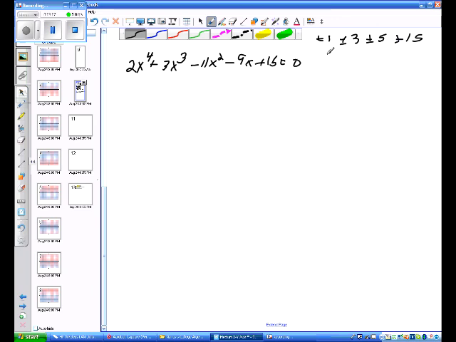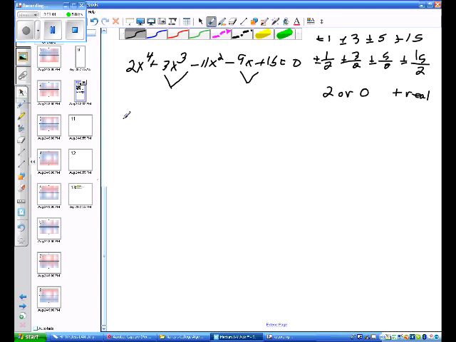And it's over 2. So we'd have plus or minus 1/2, plus or minus 3/2, plus or minus 5/2, plus or minus 15/2. So that gives us 16 different possibilities. Well, let's see if our rule of signs will help us. We have positive, positive, negative, so we have one change of sign. We have 2. So we're going to have either 2 or 0 positive real roots.